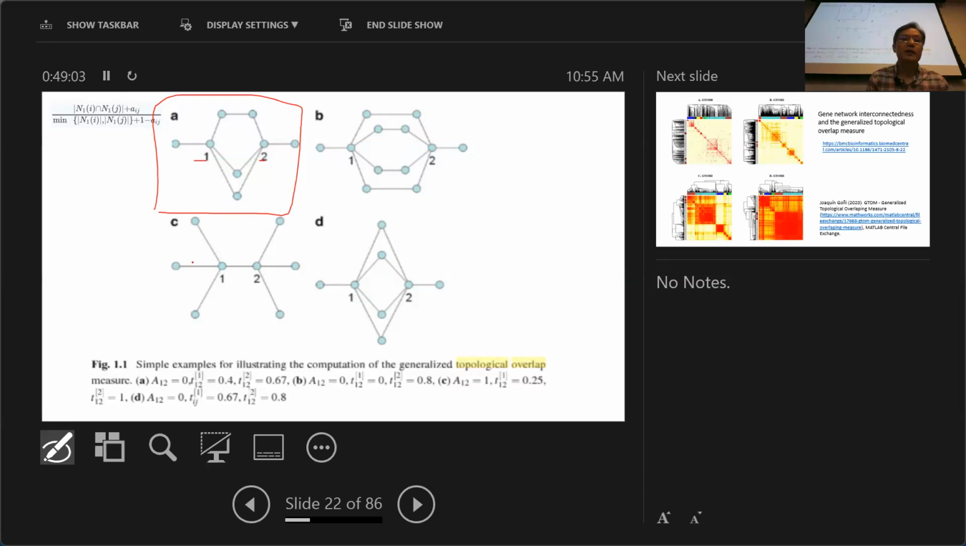So this is just a small example to illustrate how you compute topological overlap measurements. By the way, this topological overlap only considers one-step neighbors. You can do the same definition for 2-step neighbors. You use the 2-step neighbors, and you also consider the neighbors at another level, even if they are not directly connected.